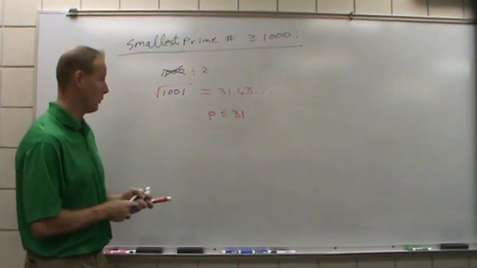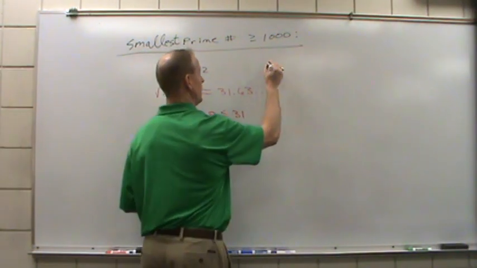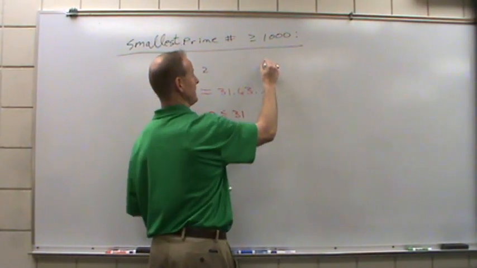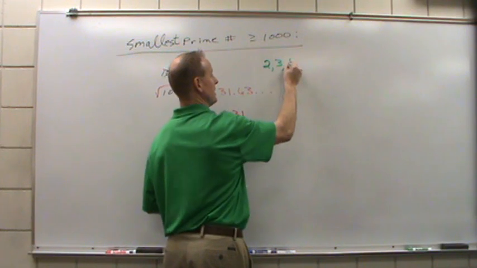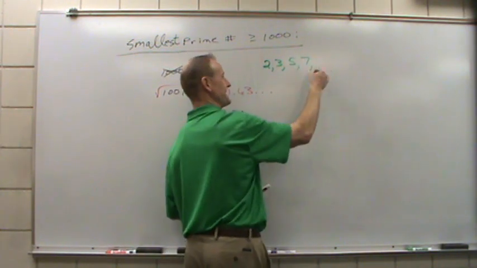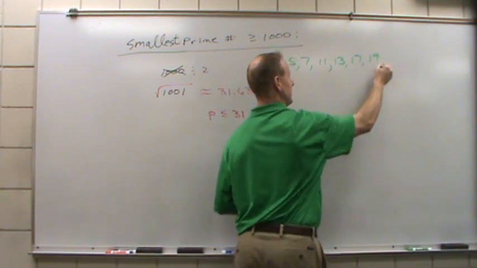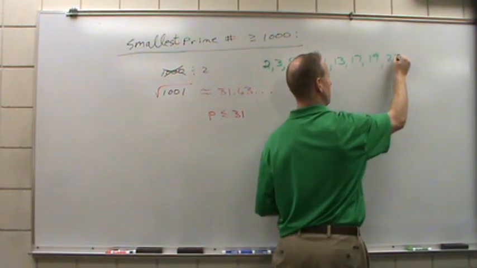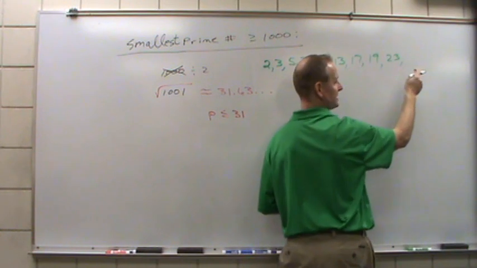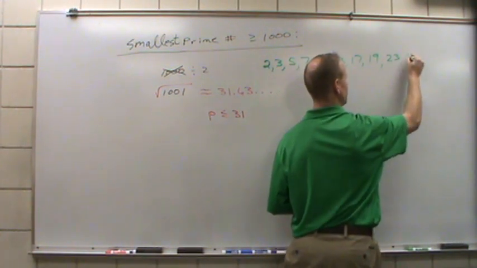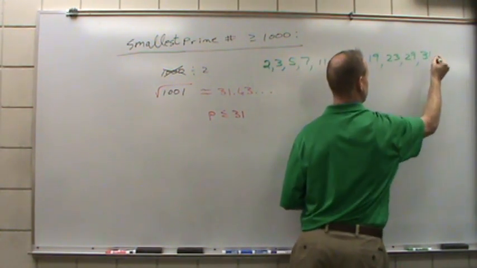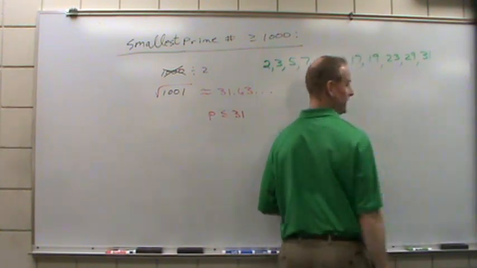So let's list out what those prime numbers are. I'll do this here because we're going to reference them again. The prime numbers: 2, 3, 5, 7, 9's not, 11, 13, 17, 19, 21's not, 23, 25's not, 27's not, it's divisible by 3 or 9, 29 is, 31 is, and if we need them, we can keep going.